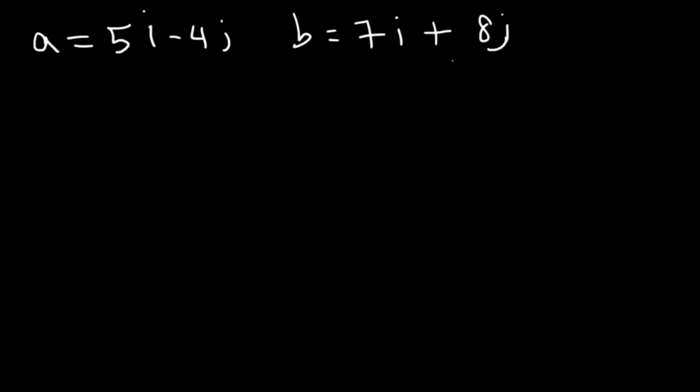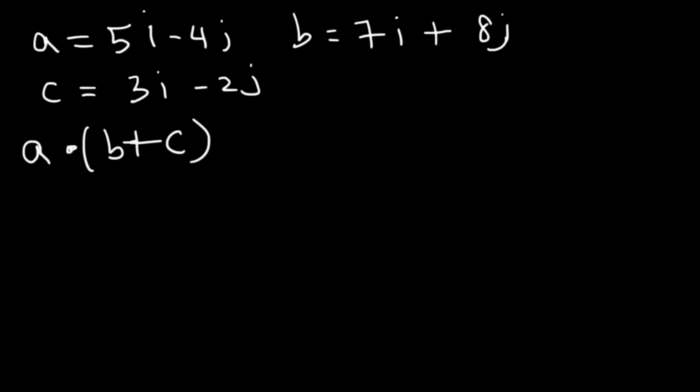Now let's work on another example, slightly different from the previous one. So let's say we have 3 vectors. Let's say A is 5i minus 4j, and let's say B is 7i plus 8j, and we're going to have another vector C. Let's say C is 3i minus 2j. What is the value of A dot B plus C? Go ahead and find the value of that expression. Feel free to pause the video.